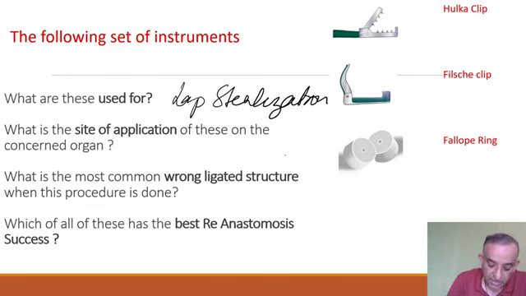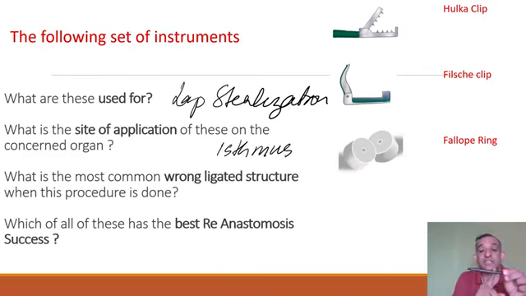Okay, what is the site of application on the fallopian tube? So yes, you apply on the isthmic area of the fallopian tube, always the isthmus. Why the isthmus? Because the isthmus has a uniform diameter. So when you cut at the isthmus, later if the woman wants to re-anastomose her tube because she has lost her children or she has remarried or something like that, then if the cut ends are uniform like this, the re-anastomosis success is best. So that's why we do the sterilization at the isthmic level.